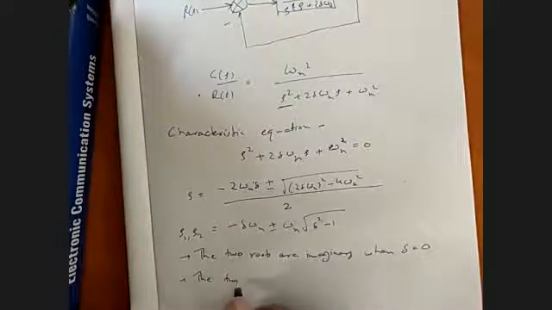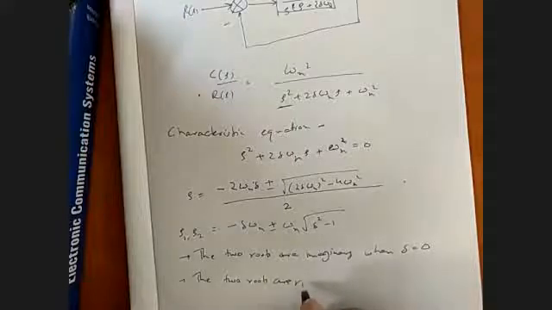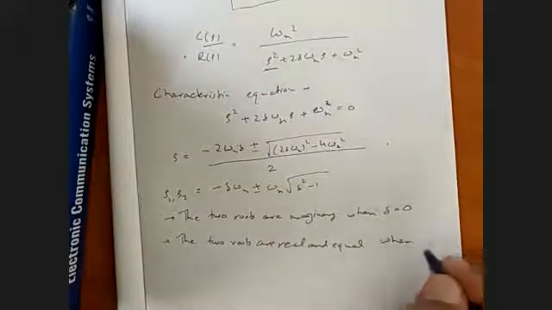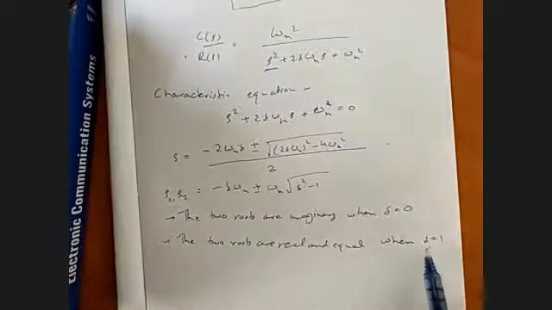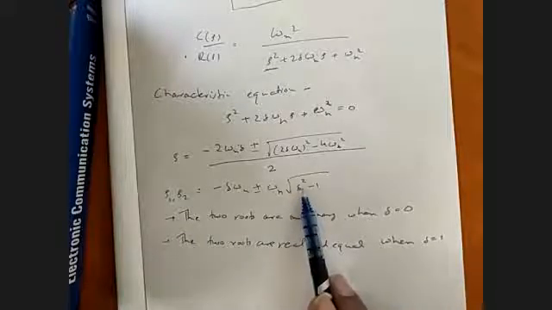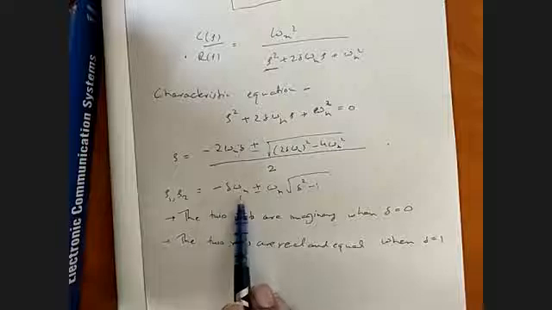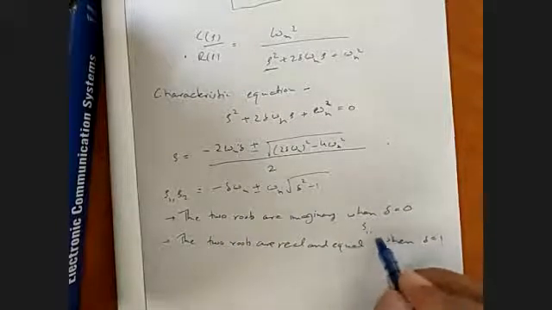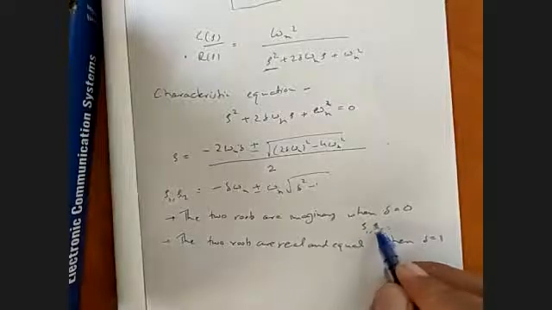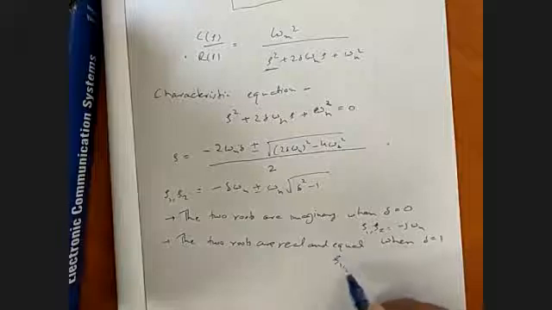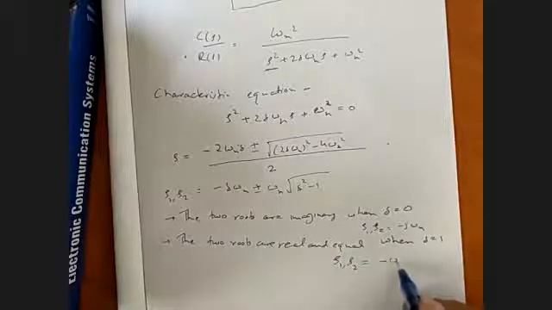The two roots are real and equal when delta equal to 1. When we put delta equal to 1, delta square will become 1, and 1 minus 1 will become 0. So it will become minus delta omega n, that means minus omega n. In this case, s1 and s2 will become minus omega n.